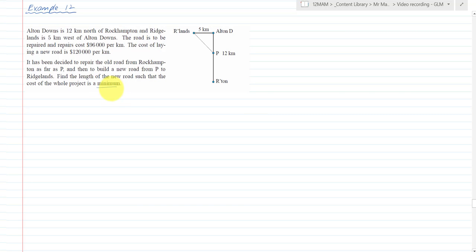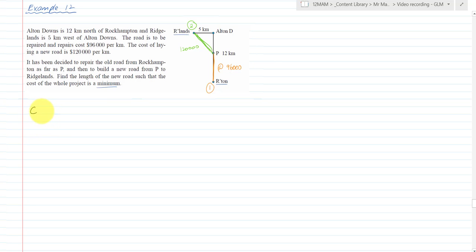We're trying to minimise cost, minimise time. There's a very common element to this. So we've got Rockhampton here, we've got Ridgelands there. We're going to repair the road from Rockhampton to P. So I'll call this point 1 to P, and this costs $96,000 per kilometre. And then we're building new road up to the end, which is point 2 with P in the middle, and this is going to cost $120,000 per kilometre. So there's costs associated. What we're trying to do is minimise the cost.